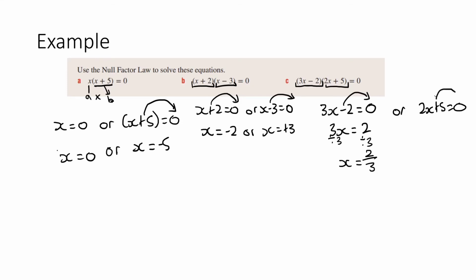Okay, the second one, 2x plus 5 becomes 0. So you move the plus 5 to the other side, 2x equals minus 5. Last step, divide both by 2. x is equal to minus 5 over 2. And then that is how you solve using the null factor law.